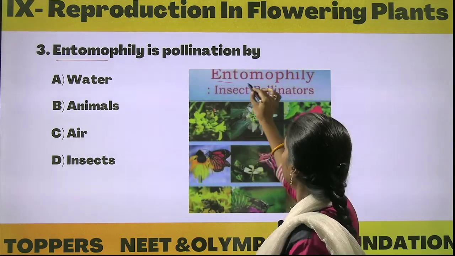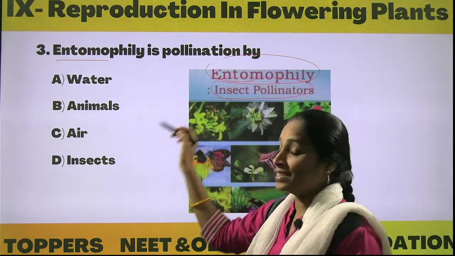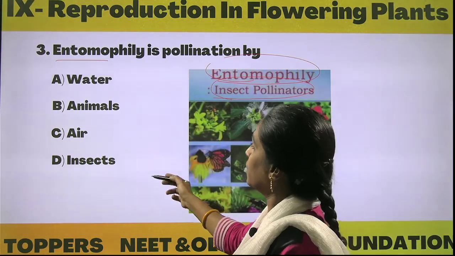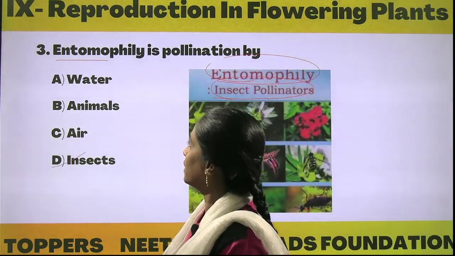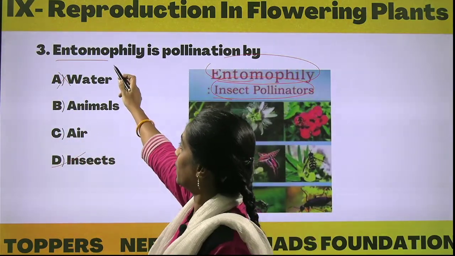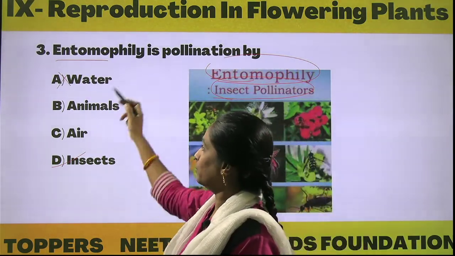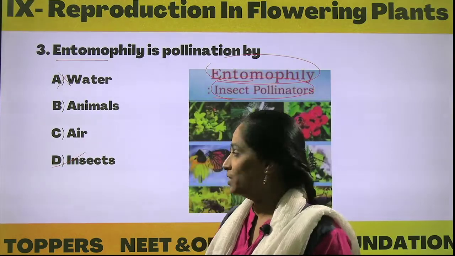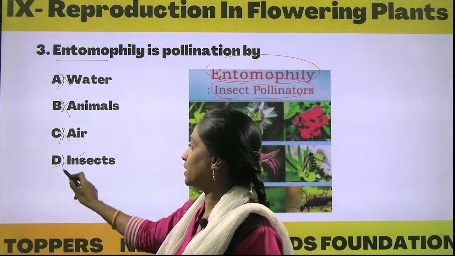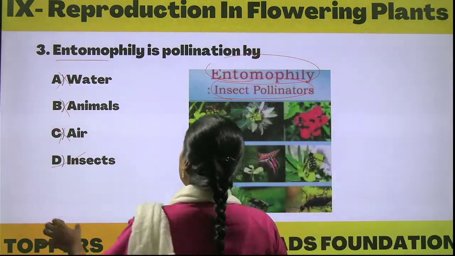So there we can observe entomophily. The agents are the insects. Insects are working as the agents over here. So here we can observe option D is the correct one. Through the water it's hydrophily, and here we can observe entomophily. The question is about entomophily. And through the animals it's different, and through the air is also different. So what is the correct option here? Option D, insects. Okay, next.